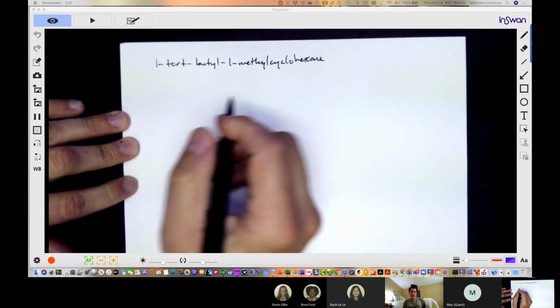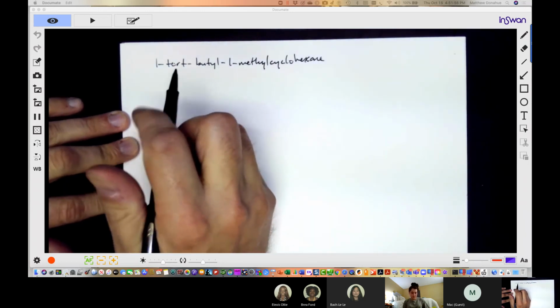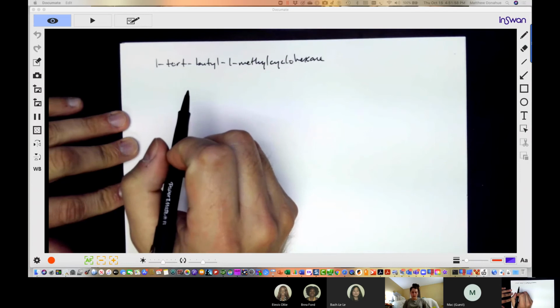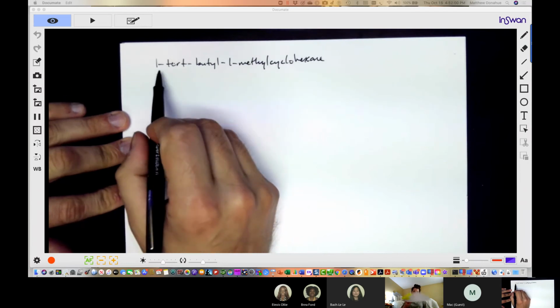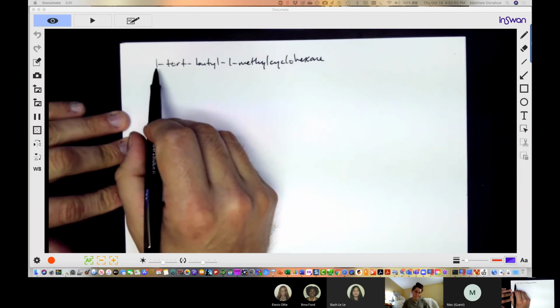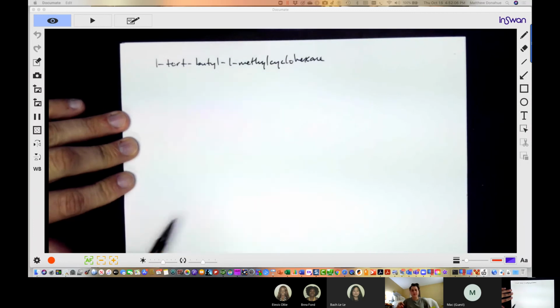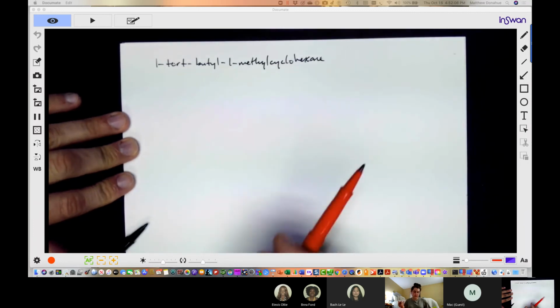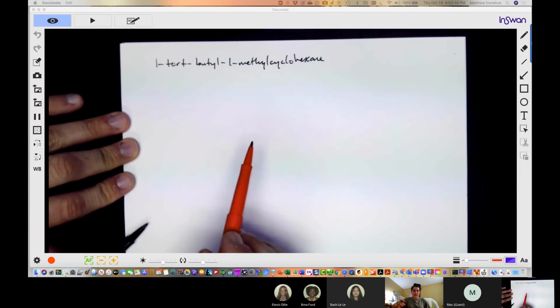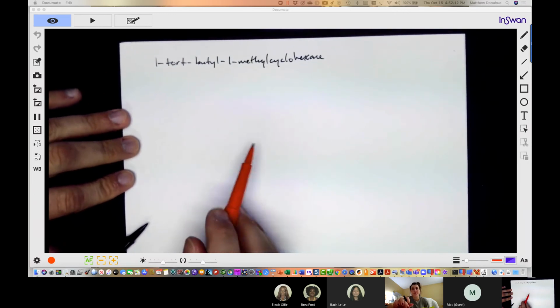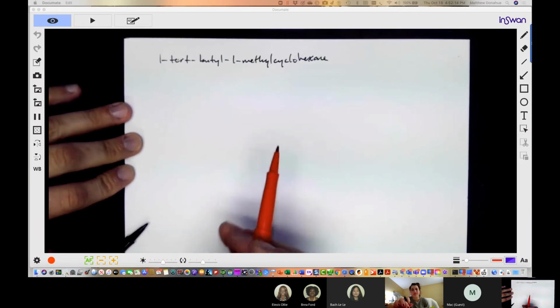So it asks for both substituents on it, and where would they be in the most stable conformation? So this is 1-tert-butyl-1-methylcyclohexane. I have three. They're different things. So let's go through this one first, so everyone can see what the issues are.